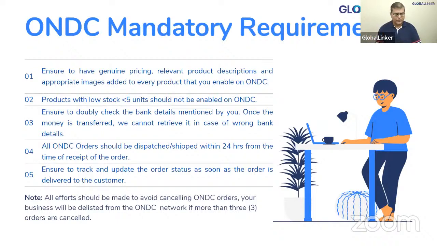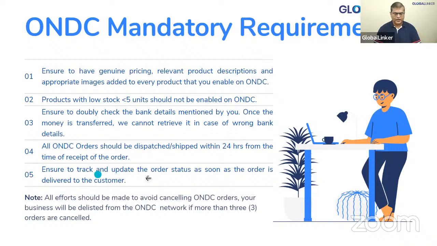Ensure, when you're signing up on ONDC, that's where you're adding your bank details. In that bank account, the settlement is done. So when the buyer app makes the payment, that is credited to your bank account. So just ensure that you have added the bank details properly. All the ONDC orders should be dispatched within 24 hours from the time of receipt. Otherwise, you'll be breaching the SLA.